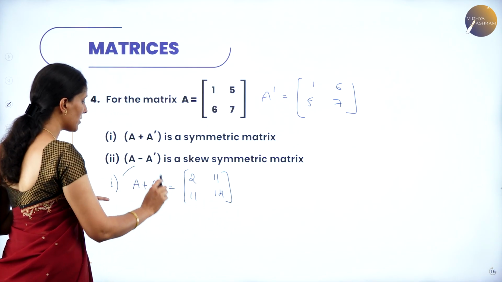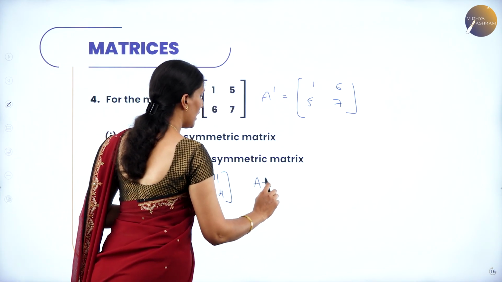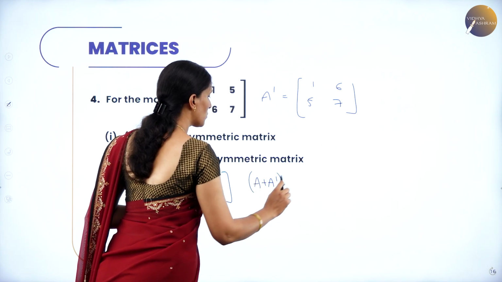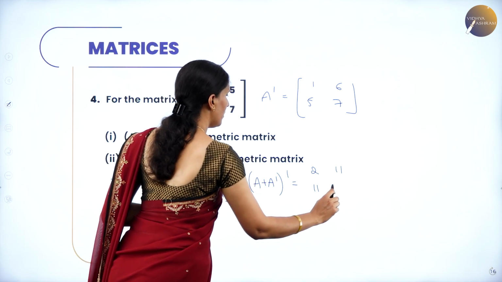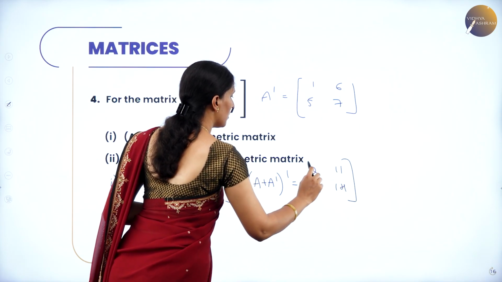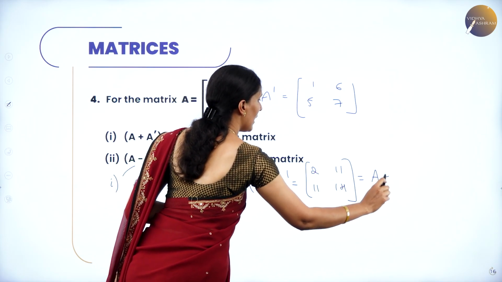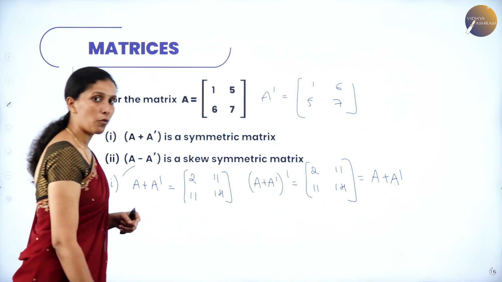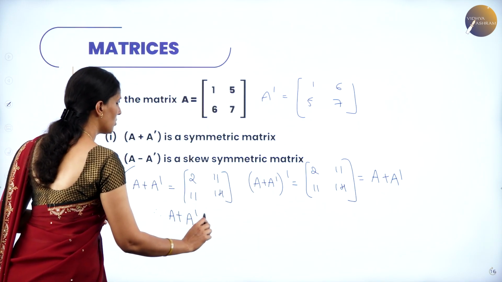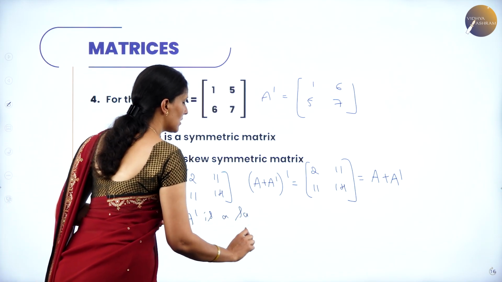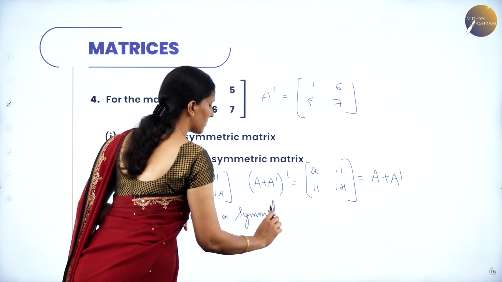Let me take the transpose of this matrix. A plus A transpose whole transpose. We get 2, 11, 11, 14. So this is same as A plus A dash. So therefore what we can conclude? A plus A dash is a symmetric matrix.